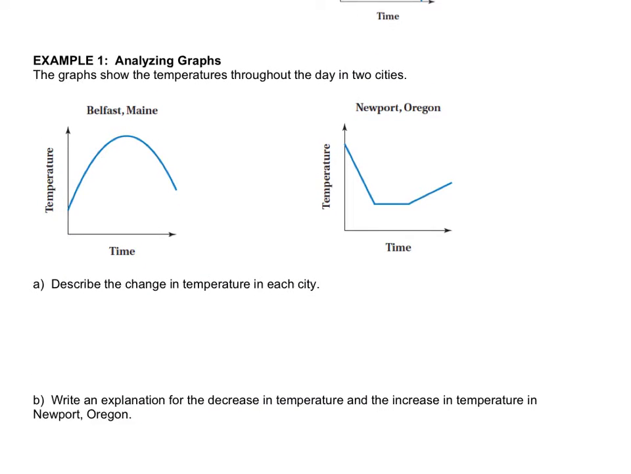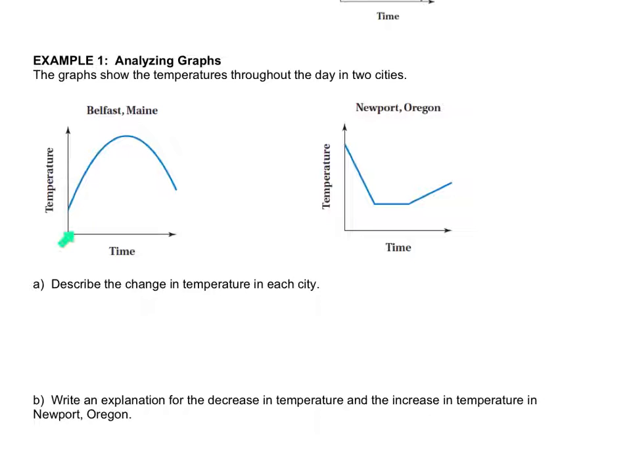So here we have two graphs that are showing the temperatures throughout a day in two different cities, Belfast, Maine, and Newport, Oregon. Again, we don't have any numbers on the temperatures. We don't really know if this is 10 degrees or if it's 100 degrees. We just know that that's the temperature at the beginning of the day. Same thing here. We don't know what this is. But we still want to talk about what we are seeing happening during the temperature change throughout the day.